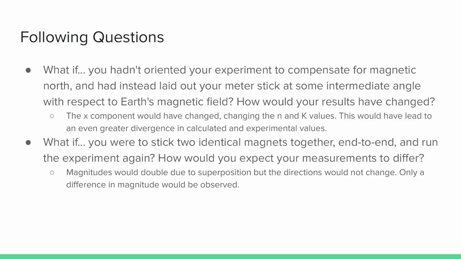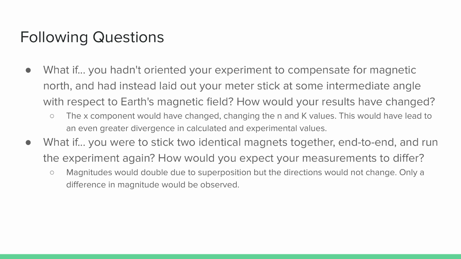And now for a few following questions. What if we hadn't oriented the experiment to compensate for magnetic north and had instead laid out the meter stick at some intermediate angle with respect to Earth's magnetic field? How would the results have changed? Well, the x component would have changed, thereby changing the n and k values. And this would have led to an even greater divergence in the calculated and experimental values.